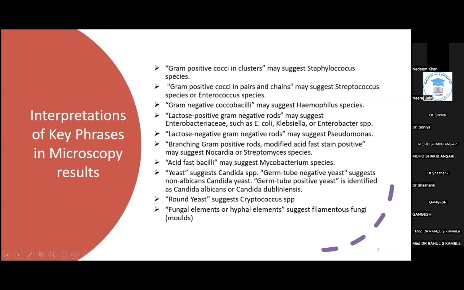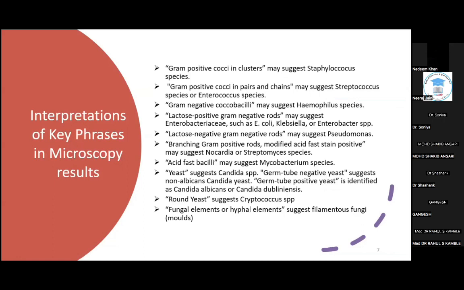So let us understand a few more microscopic terms. Gram-positive cocci in clusters indicate Staphylococcus species. Gram-positive cocci in chains indicate Streptococcus or Enterococcus. Gram-negative coccobacilli indicate Haemophilus. So from the microscopy report itself, if the culture identification is still awaited, from the microscopy observation only, we will get to know a probable idea of which organism it could be.